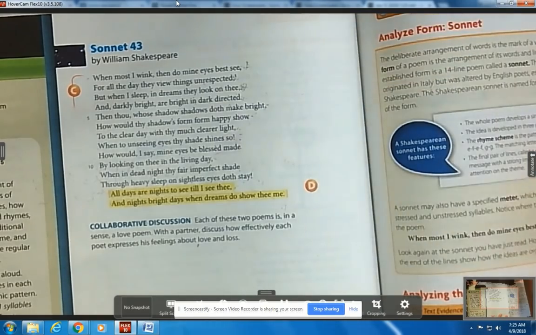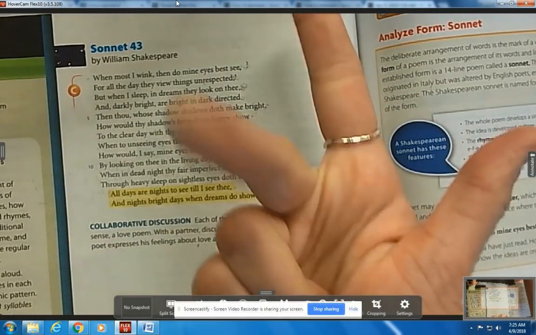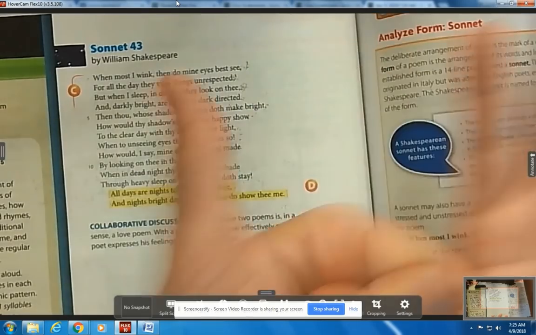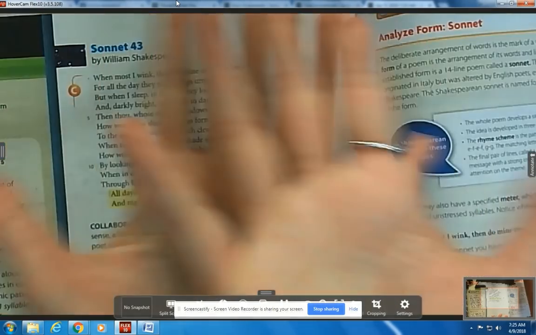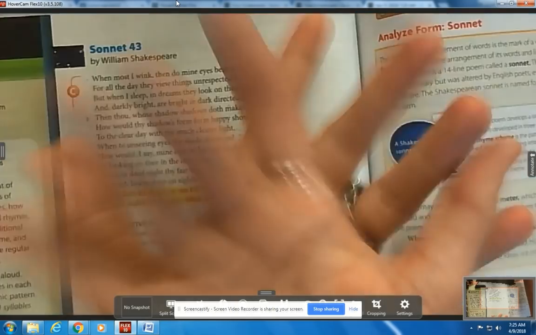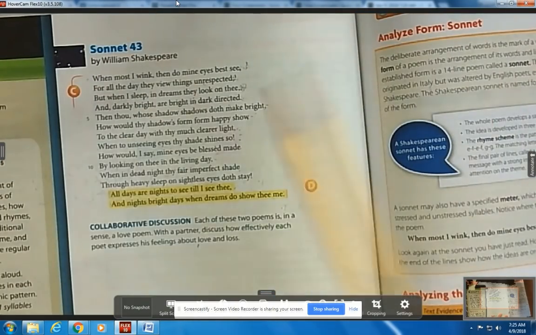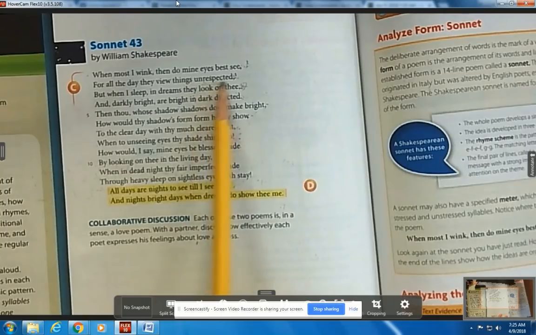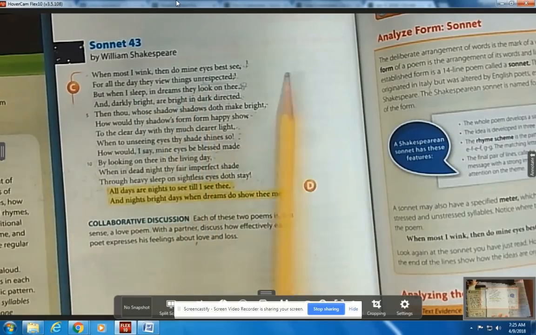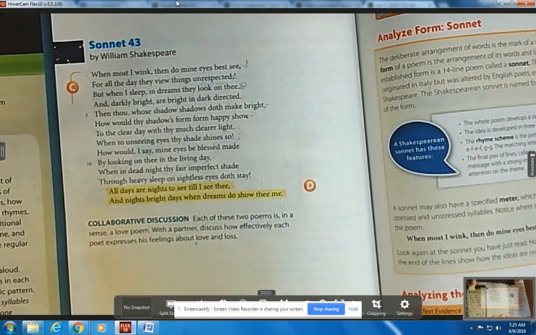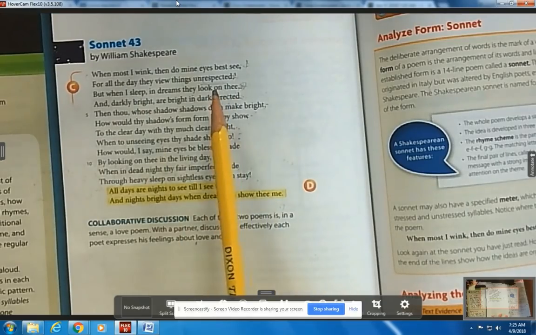Let's check for syllable count. "When most I wink, then do mine eyes best see." The first line definitely has 10 syllables. So we have the start of a nice sonnet here. You'll notice that this line, "unrespected," sometimes Shakespeare likes to smush it. So this is technically 11 if we say out every syllable, but you kind of say "unrespected" all together and smush it together so that it keeps that syllable count.